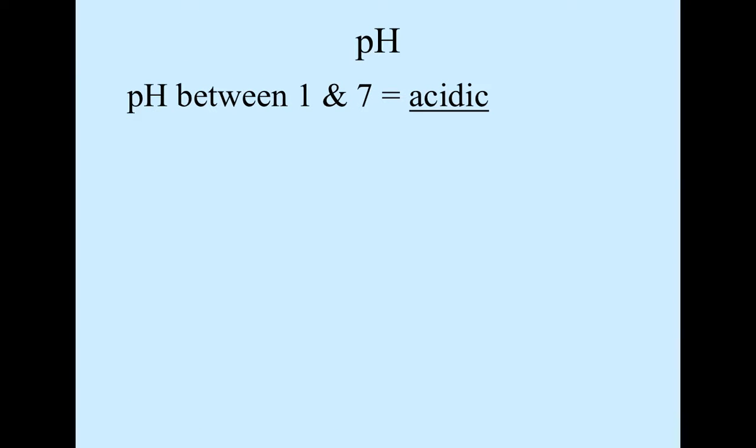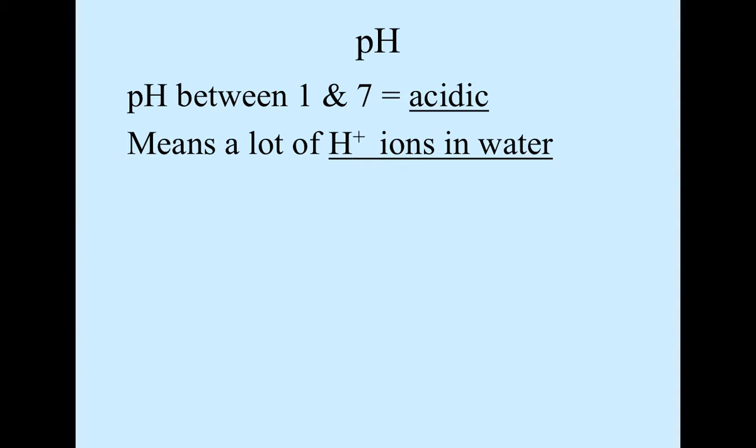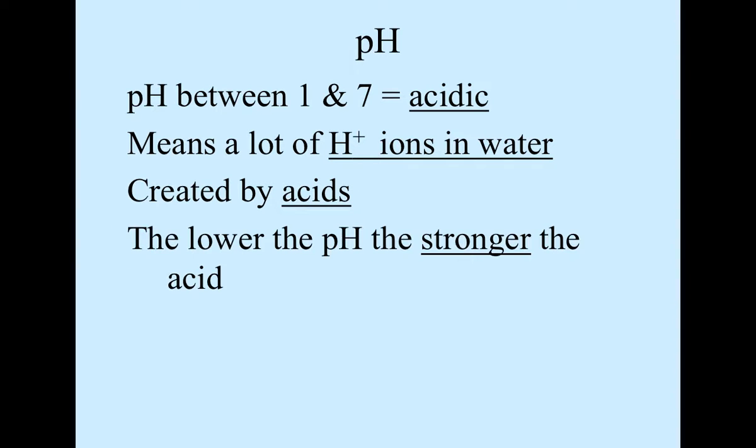So remember, between pH of 1 and 7, it is acidic. That means we have a lot of H plus ions in water that are created by acids. Now I want you to put a star or something next to this next bullet point because it's very important. The lower the pH, the stronger the acid. So now let's take a look at actually what's happening.